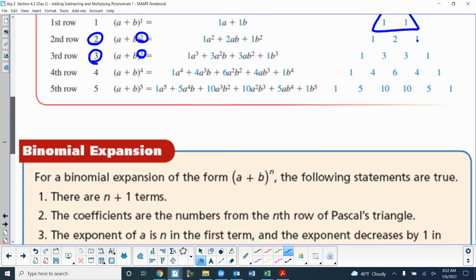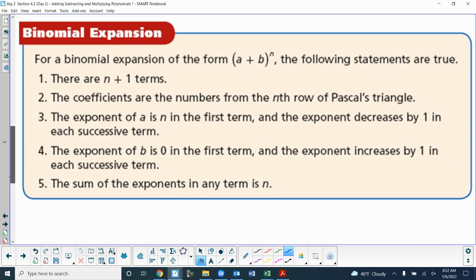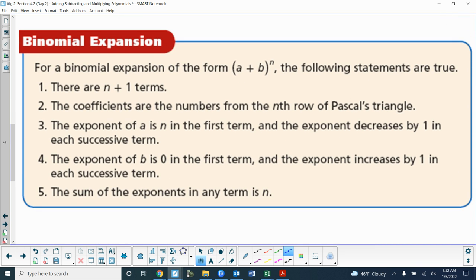So this binomial expansion says there are n plus 1 terms, okay? N being my exponent. So if I have it to the 5th power, when I'm done, how many terms will your polynomial have? N plus 1. If n is 5, 6. Okay, there's always going to be one more term than the exponent.